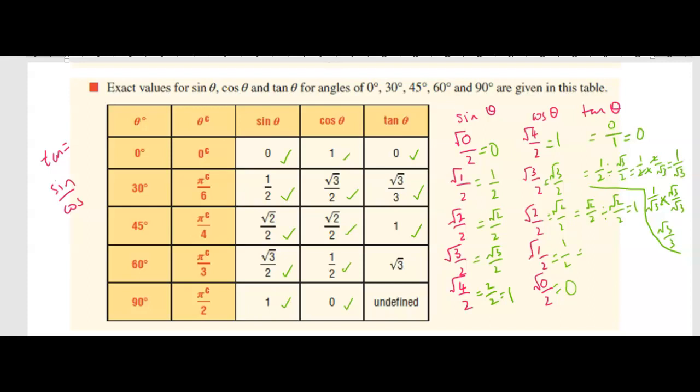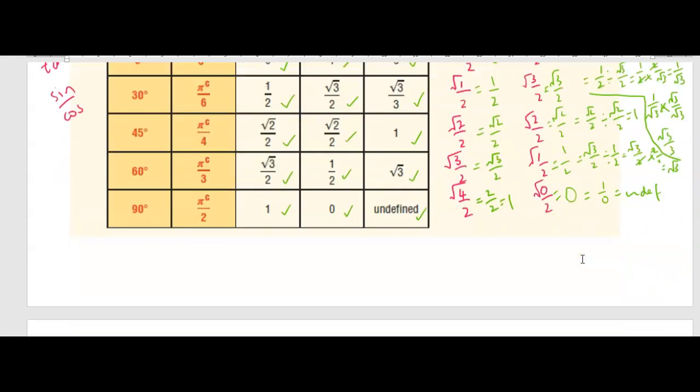All right, then the next one, we've got root 3 on 2 divided by a half. So that's the same as root 3 on 2 times 2 on 1. So your 2's cancel, and we're left with root 3 on 1, which is just root 3, which is what we've got here. And then the last one, we've got 1 divided by 0. You can't divide anything by 0, and that's why it's undefined. Okay, so you can use that system to help you remember what your exact values are.